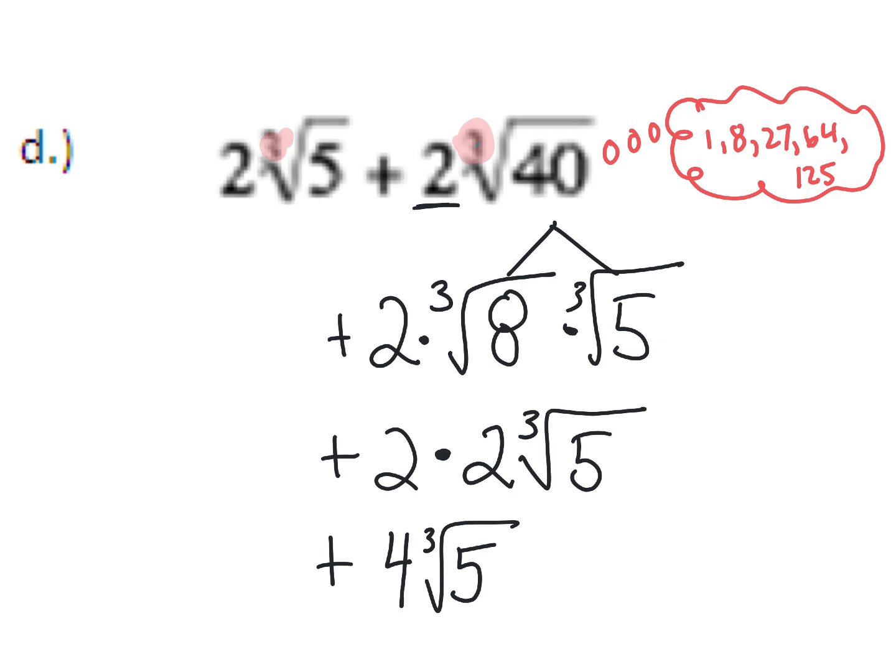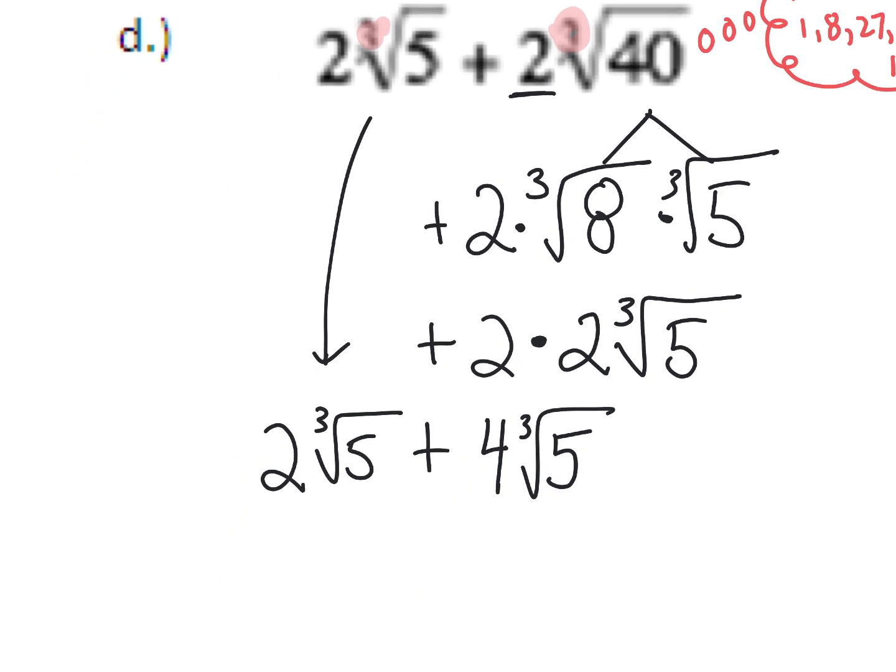All good? Okay, and then this guy over here, 2 cube roots of 5, doesn't simplify, so I'm going to bring that down. And now I'm looking at something that makes a little sense in this lesson. You have 2 cube roots of 5 plus 4 cube roots of 5. 2 cube roots of 5 plus 4 more cube roots of 5? What do you got? 6 cube roots. Yes, sir.